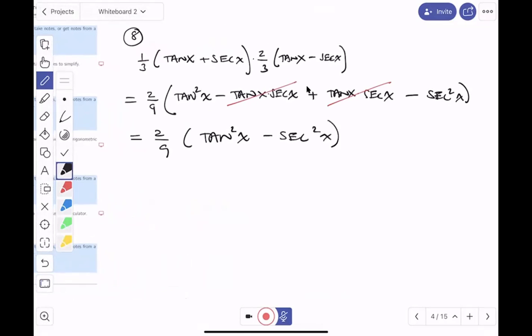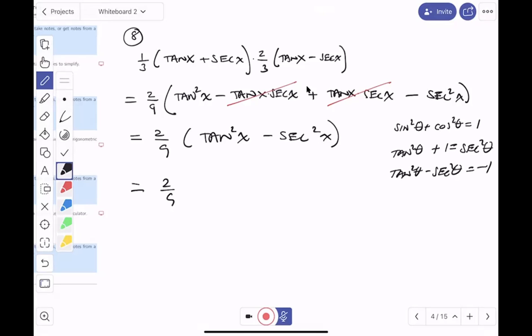All right, now someone says I'm done now. You could be. I want to point out they look like they might be related to a Pythagorean identity. So let me write that down for you. Sine squared theta plus cosine squared theta equals 1. If you divide through by the cosine squared, you would get tangent squared theta plus 1 equals secant squared theta. Well, I think I'm seeing it now. Tangent squared theta minus secant squared theta would equal minus 1. I think I'm ready. This is going to be 2/9, and tangent squared x minus secant squared x is simply minus 1. What does this give me? Minus 2/9.